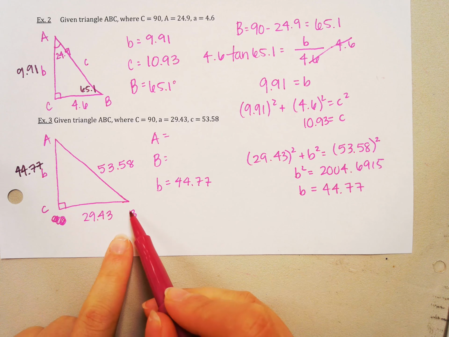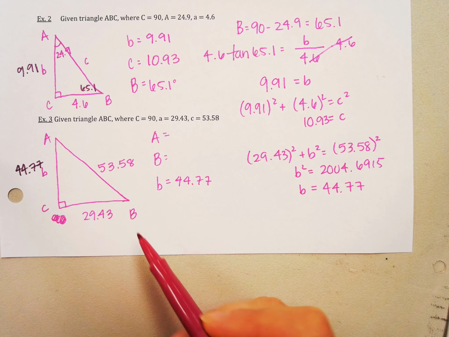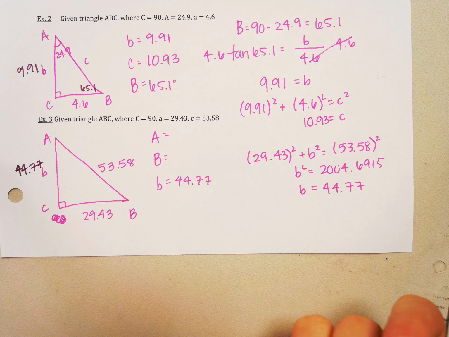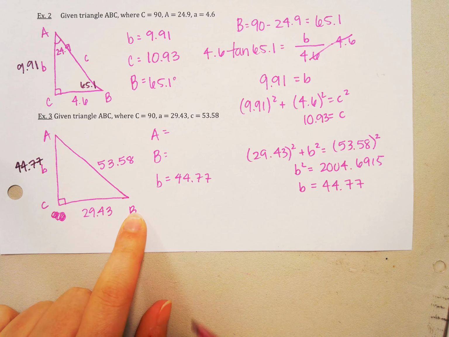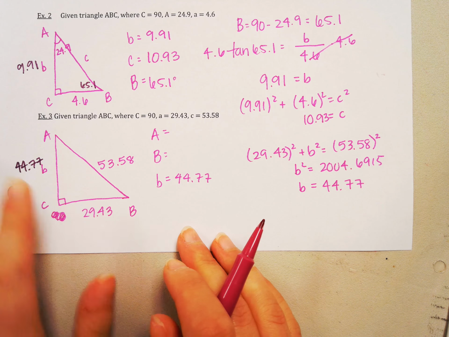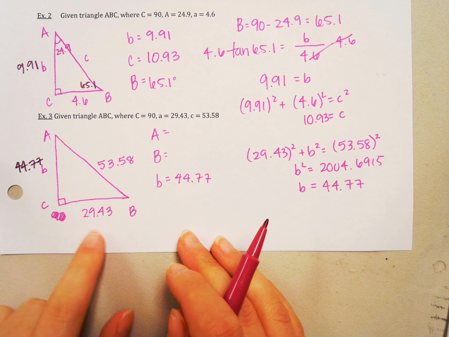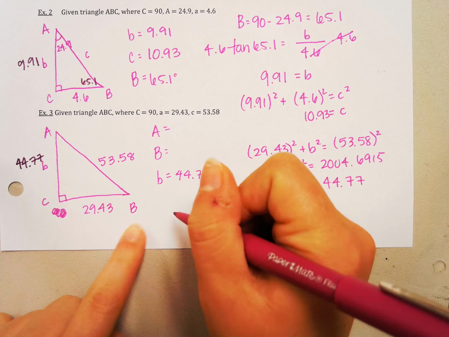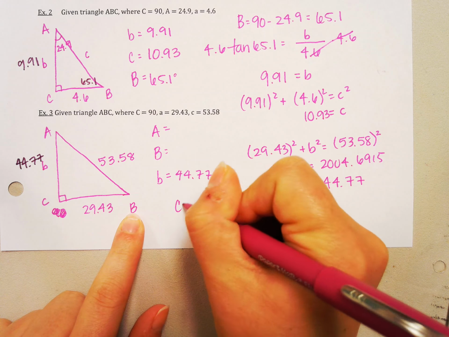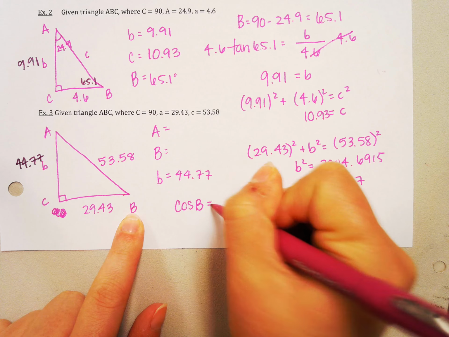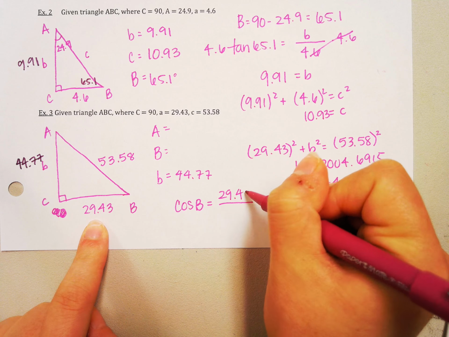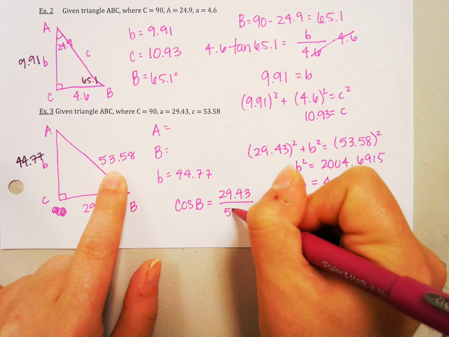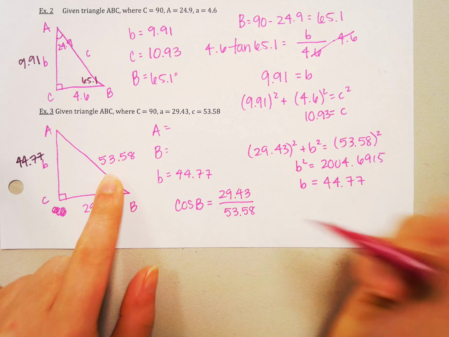And then to solve for angle B, we are going to use a trig ratio, and it doesn't really matter which one you do or which angle you're starting at. I'm just going to start here with angle B, and then I might as well use cosine because these are the 2 ones I'm given. It's a little bit more exact. So if I am standing here at angle B, I can set up the cosine of B is equal to my adjacent side, which is 29.43, over my opposite side, which is 53.58.